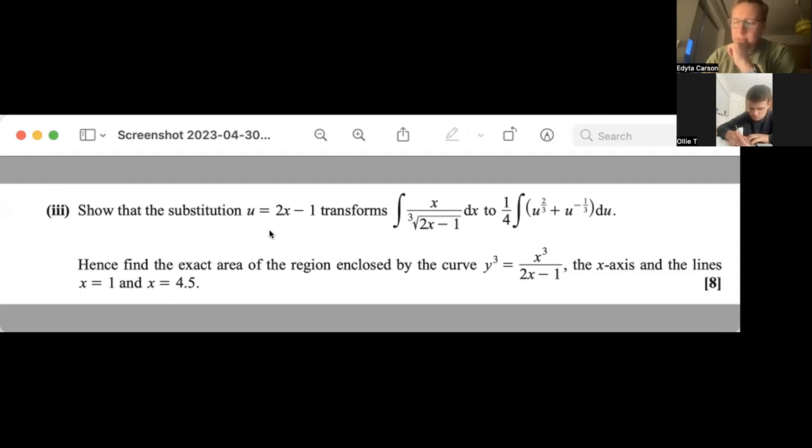And we're going to use, obviously, u equals 2x minus 1 as our substitution. And we're hoping it's going to become that thing at the end of it. It says, hence find the exact area of the region between these points. So in other words, integrate between these limits. Okay. So I'll come back to that. Let's just get that bit done to see if it transforms.